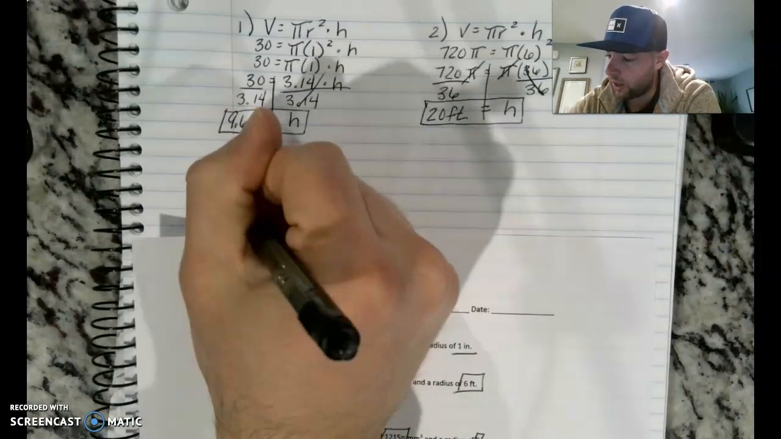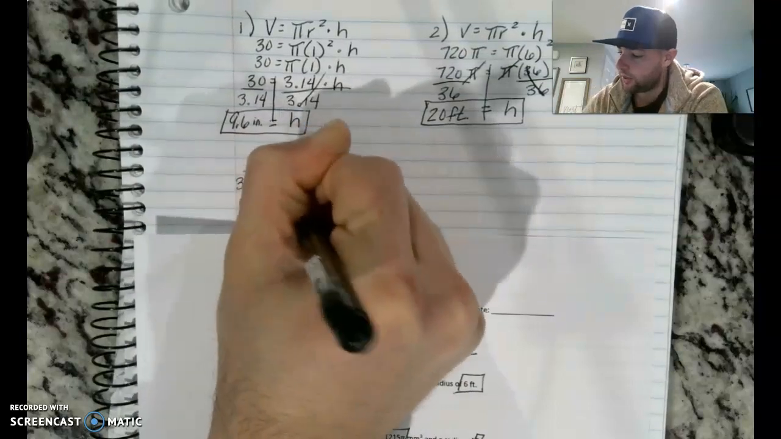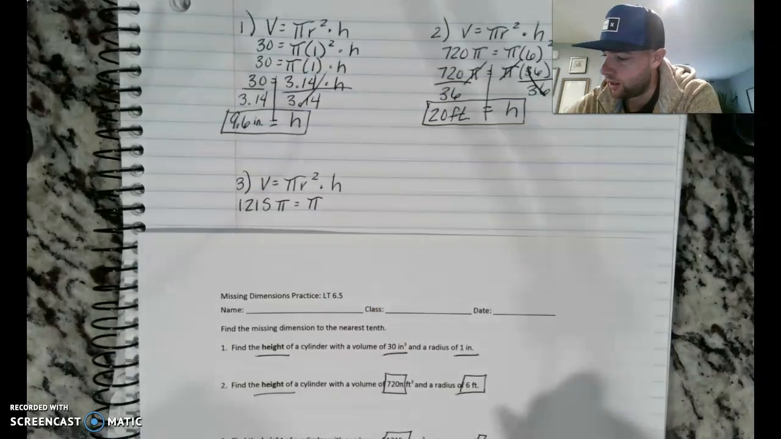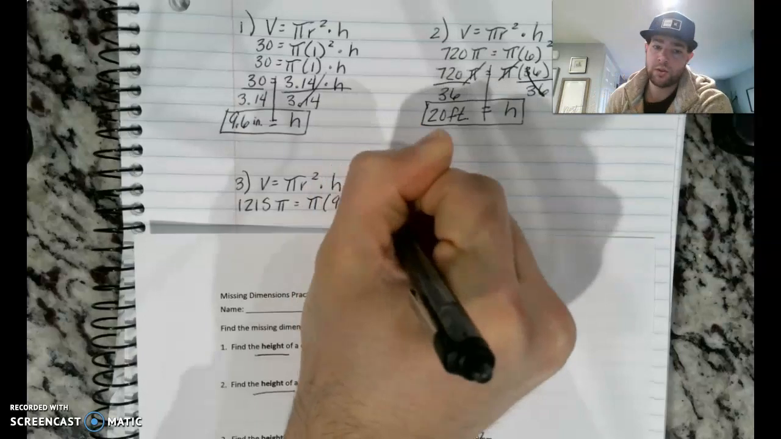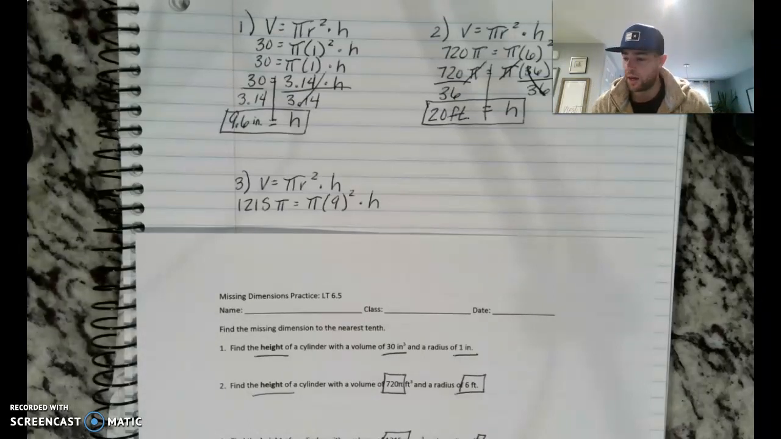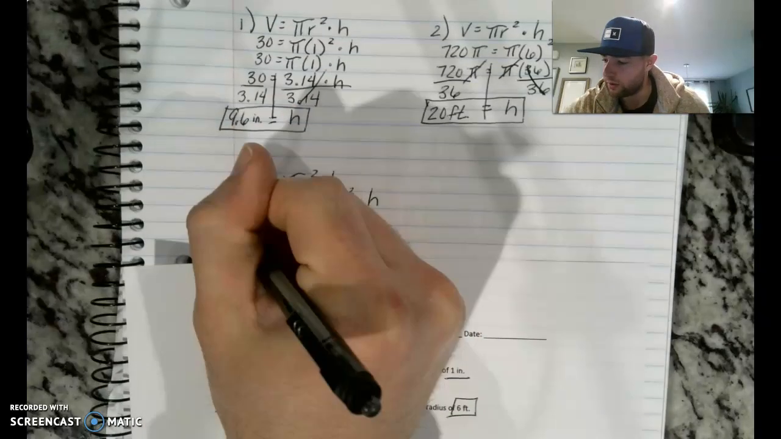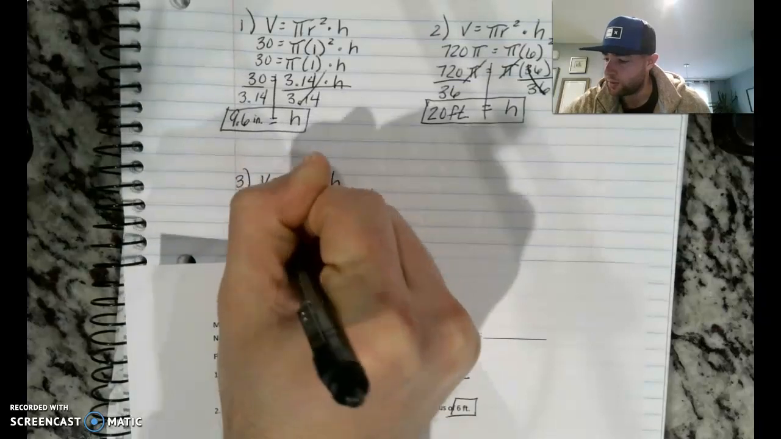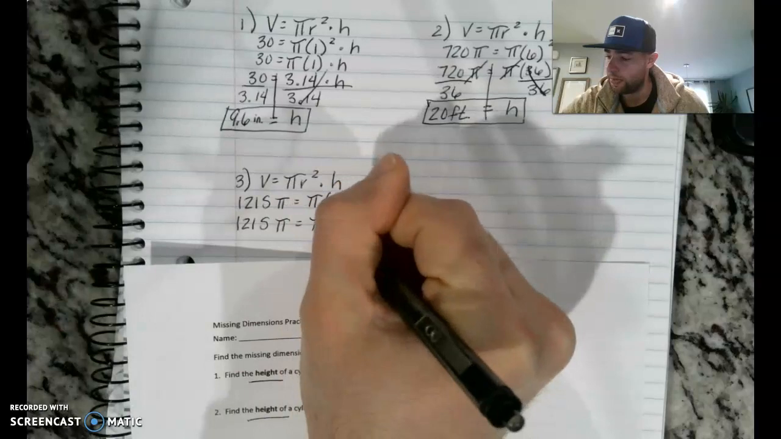1,215 pi equals pi times a radius they gave us of 9 squared times h. So again, I'm just plugging in everything they gave me into my formula, and then we're going to simplify it and solve for our missing dimension, the height. So the first thing we're going to do is 9 squared. So I'm going to bring down my entire equation. 1,215 pi equals pi times 9 squared. 9 times 9 is 81 times the height.